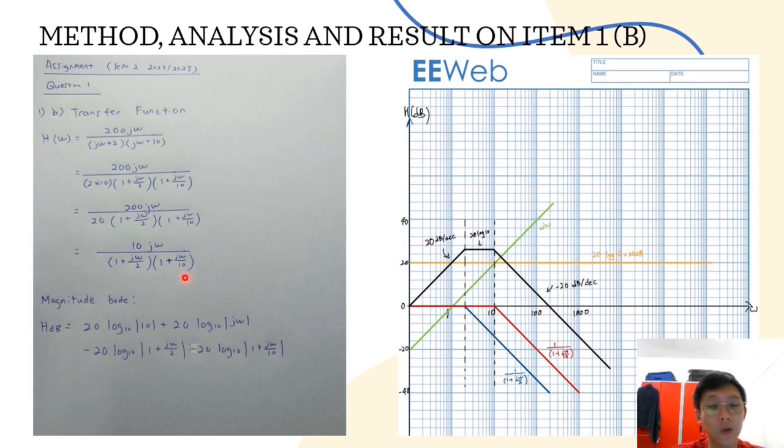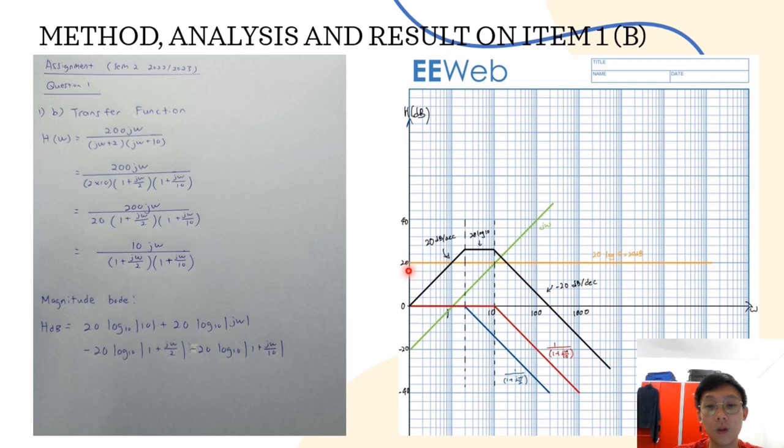After this, we need to rewrite it in the magnitude form, which is H in dB equals 20 log 10 plus 20 log omega minus 20 log 1 plus omega over 2 minus 20 log 1 plus omega over 10. After writing the magnitude of the equation, we can now start to sketch our BODE plot graph. For the first term, 20 log 10, we can use our calculator to calculate the value. The value that we get is 20 dB. As you can see on the right hand side of the graph, the orange line refers to the 20 dB. And we all know that 20 log 10 is the constant term in the BODE plot.